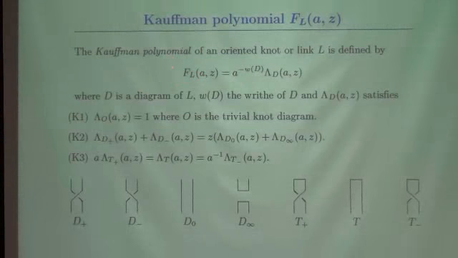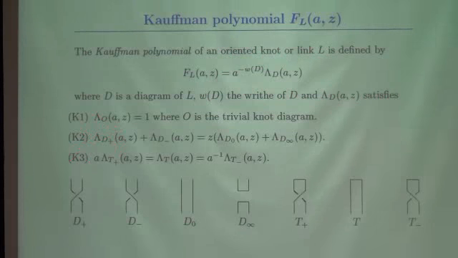Okay, the Kauffman polynomial of two variables A and Z is an invariant of an oriented knot or link defined in this way. A to the power minus w(D) times lambda of D, A, Z, where D is a diagram of this link L, and w(D) is the writhe of the diagram. You can get it because it's an oriented knot or link. And lambda of D, A, Z satisfies these three conditions.